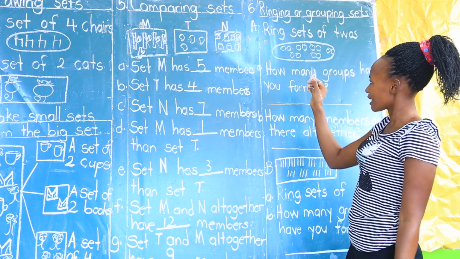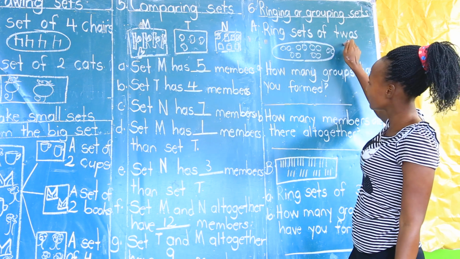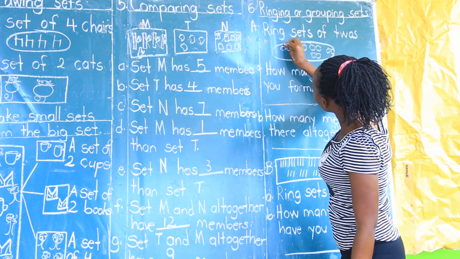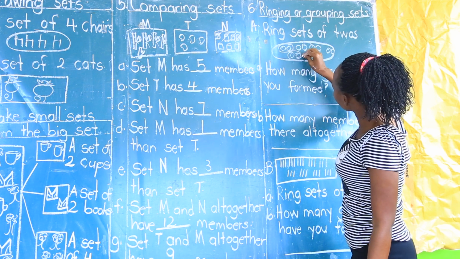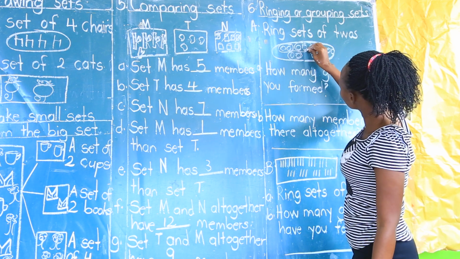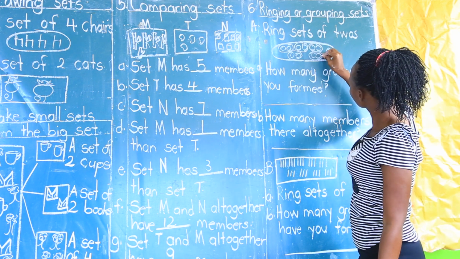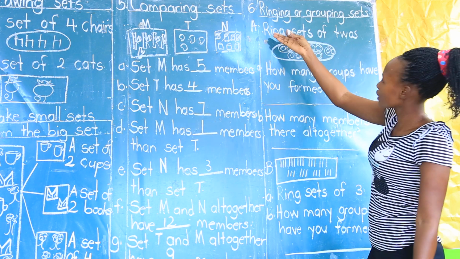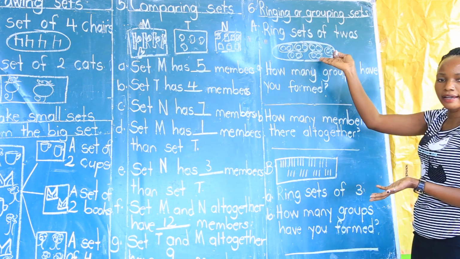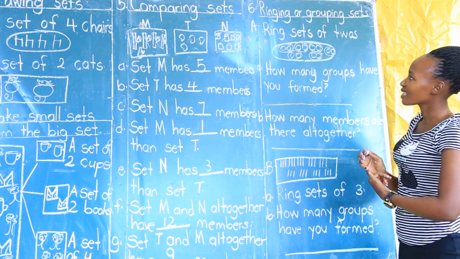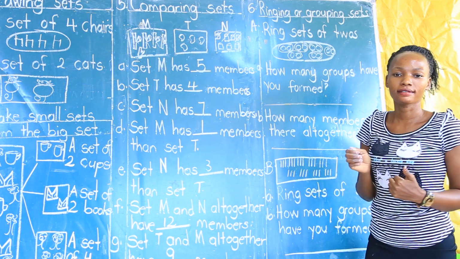Now we are going to form the subsets of 2's. They've told us to ring in 2's. I form my small set or the subset, each subset having 2. Now this question is done because they said ring sets of 2's. This is the answer. Now the next question is, how many groups have you formed?